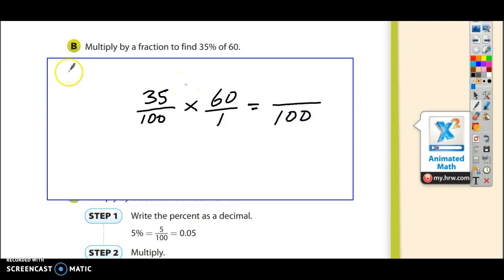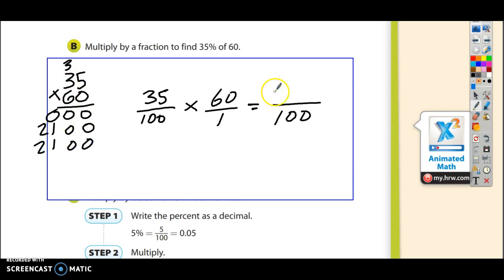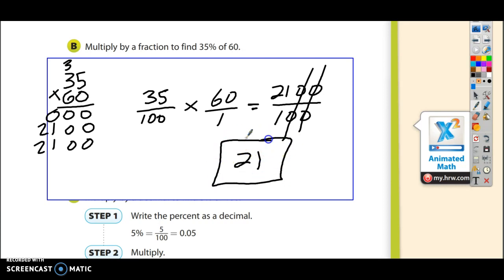Now I have 35 times 60, and I'm going to go over here and do 35 times 60 like this. 0 times all these numbers is going to be 0. 6 times 5, I'm going to put a placeholder here first. Now I'm going to do 6 times 5 is 30. 6 times 3 is 18, plus 3 is 21. If you add all these up, you get 2100. And this is really pretty simple to simplify by zeros. If you divide by 10, you get to knock off a zero. Divide by 10 again, you knock off another zero. You end up with just 21. 35% of 60 is 21.